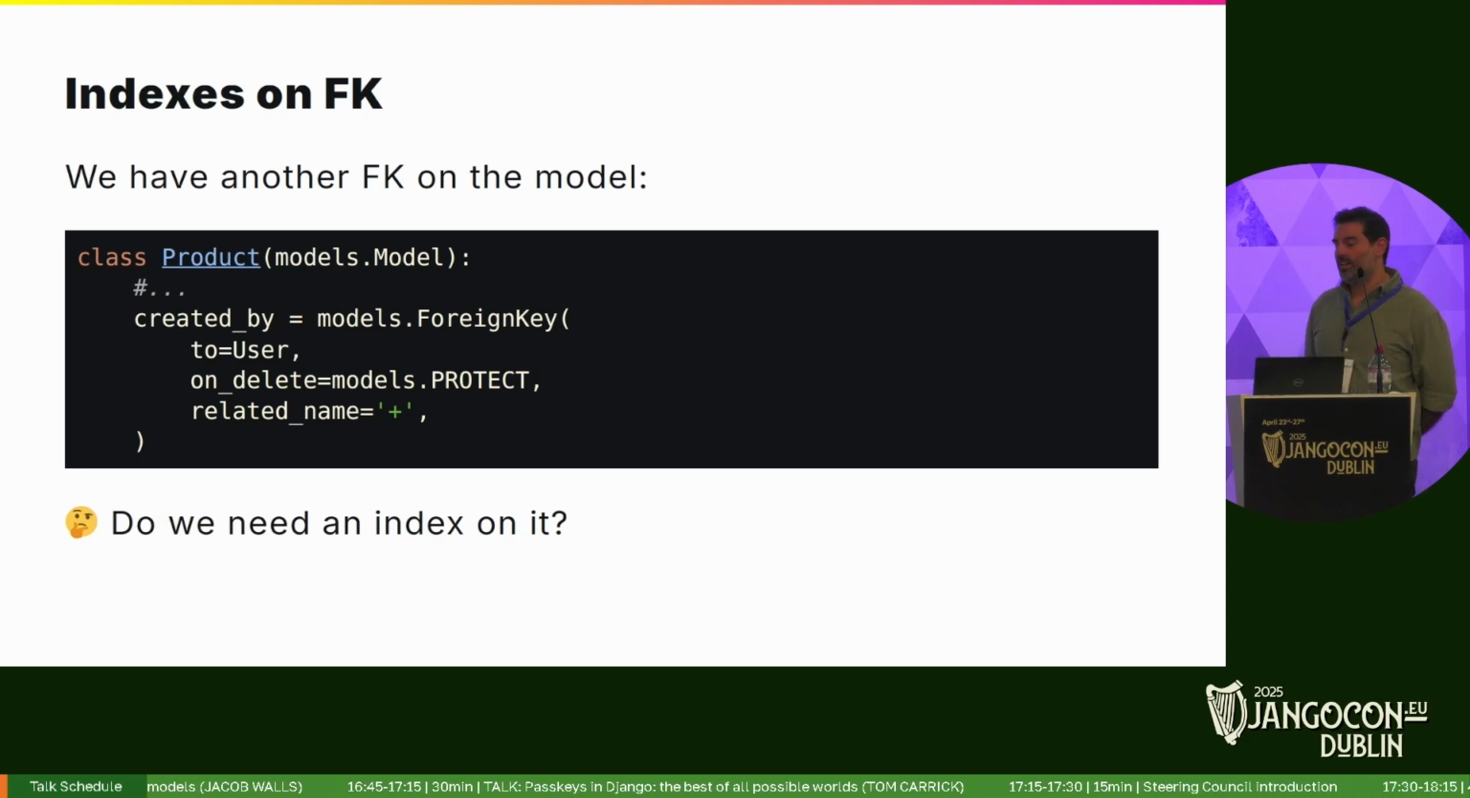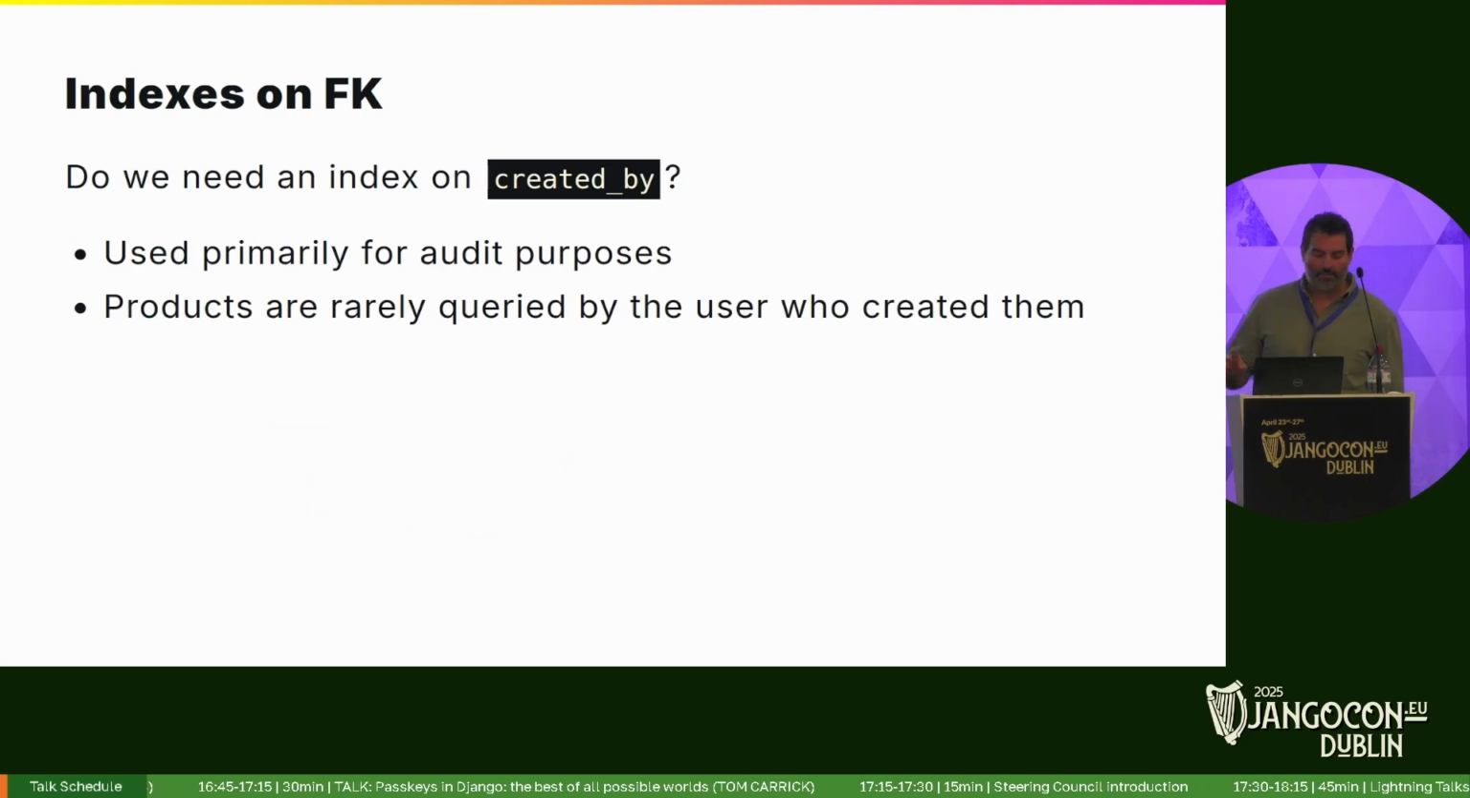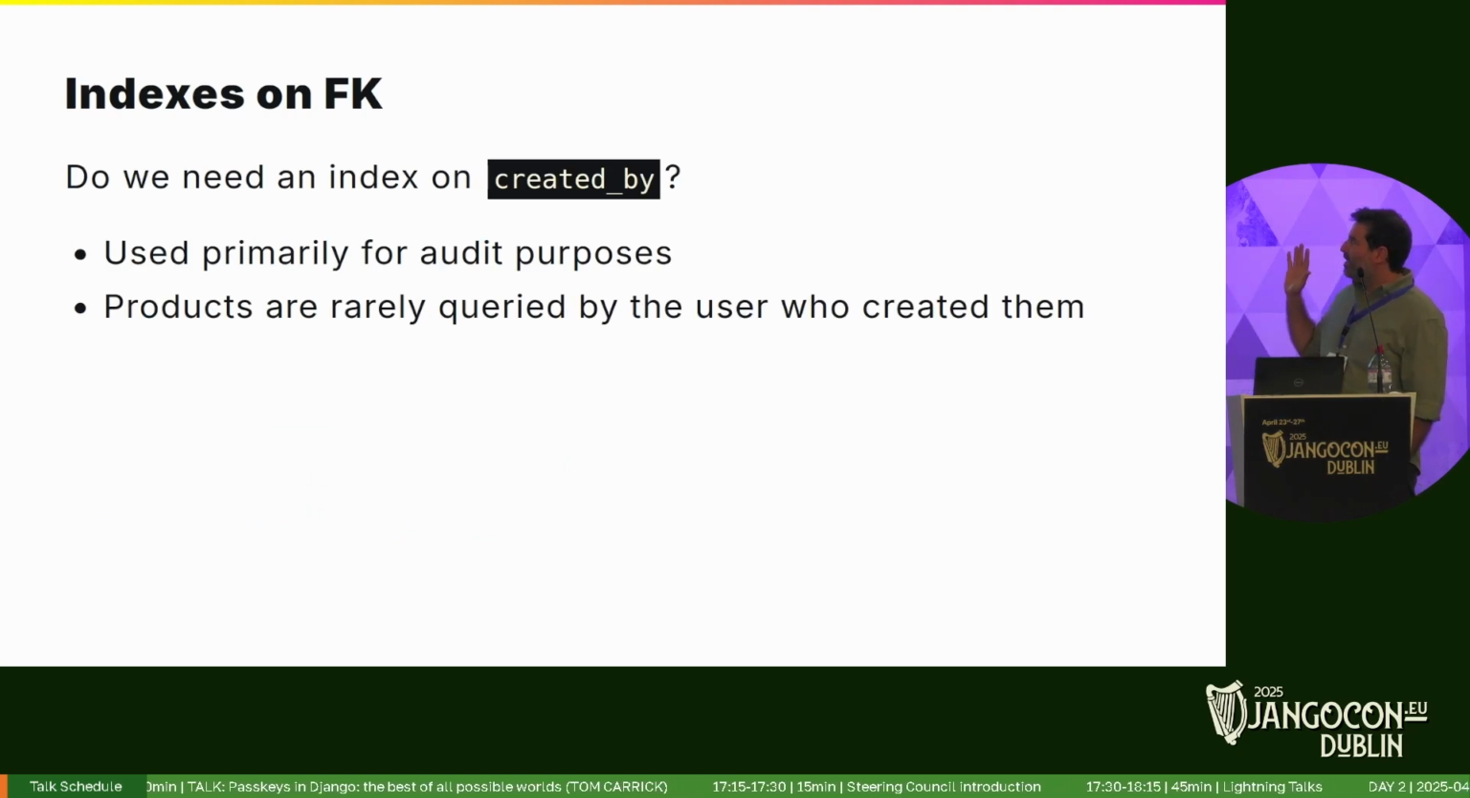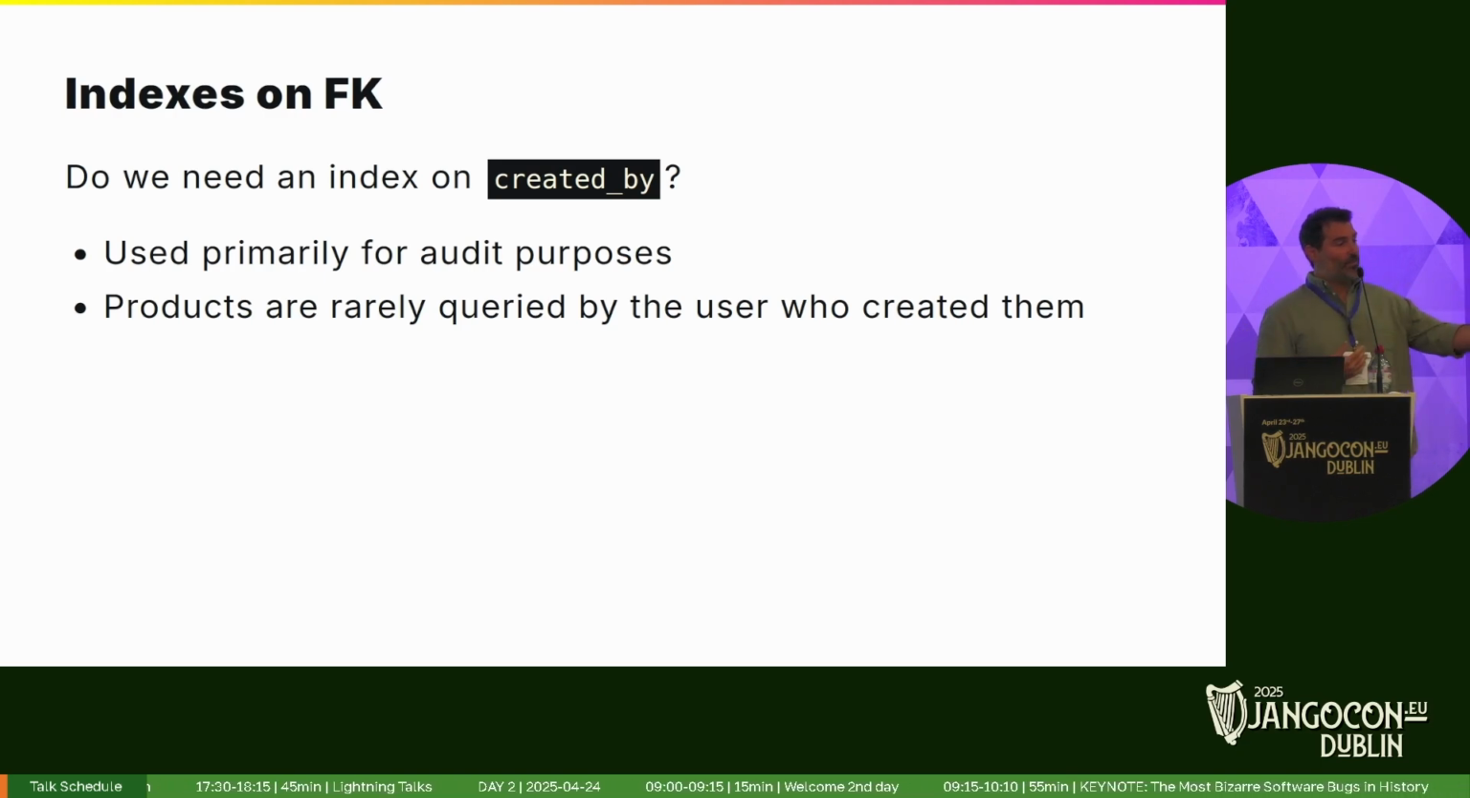What do you think? What if I told you that created by is used mostly for audit purposes? Nobody cares like, give me all the products that Haki created. Nobody cares about that, right? Given a product, they want to know that Haki created it, but nobody cares. Give me all, select star from products where created by equals Haki. So what do you say?